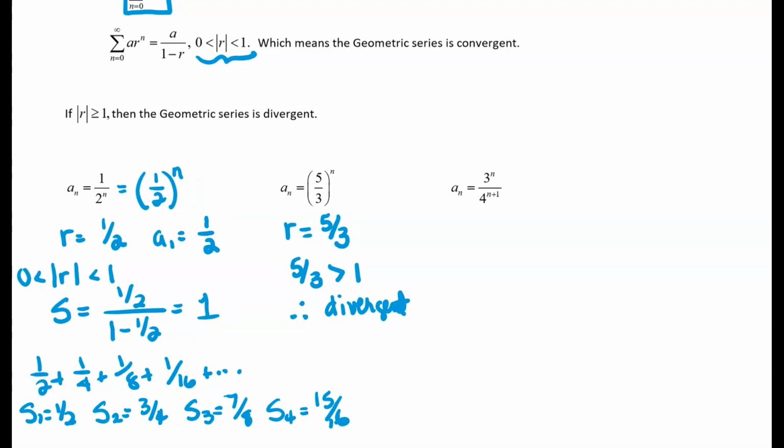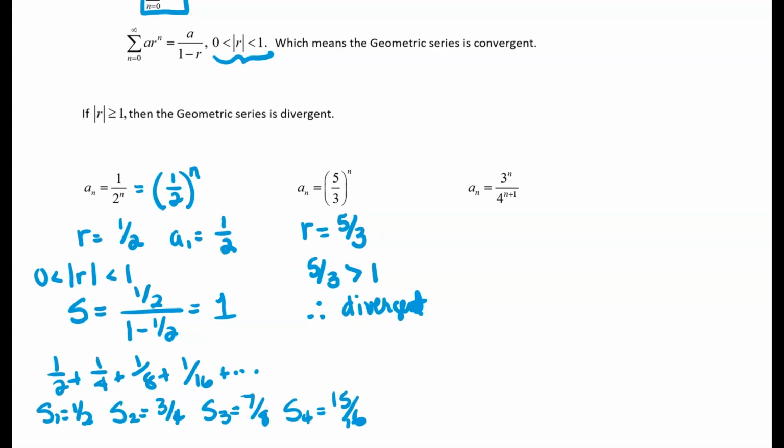A sub n here, it's not as clearly defined as what your r is, because 3 is to the n and 4 is to the n minus 1. On one like this, you'd want to split it up: 3 to the n, 4 to the first, 4 to the n, and then you can rewrite it as 1/4 times (3/4) to the n. So you clearly can see now that your r is 3/4.